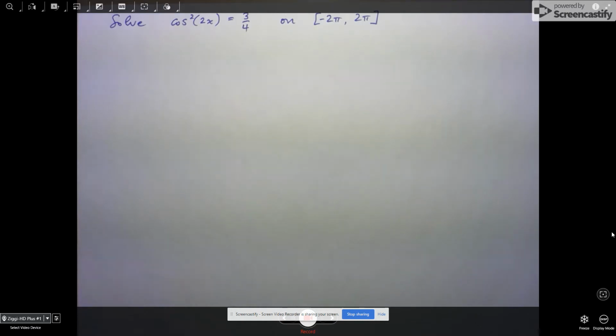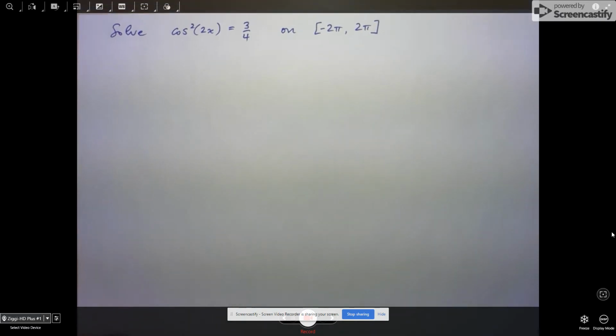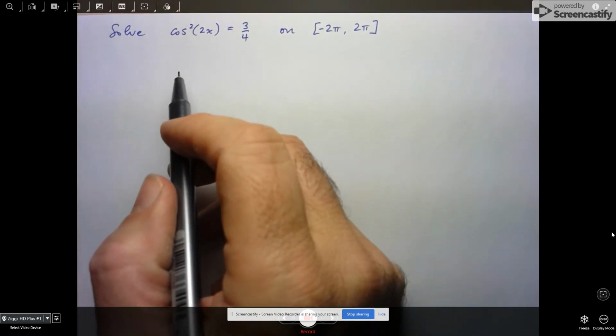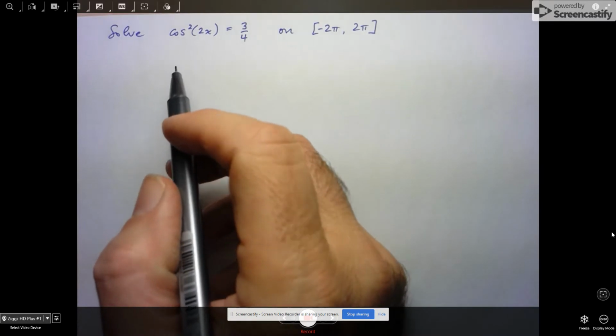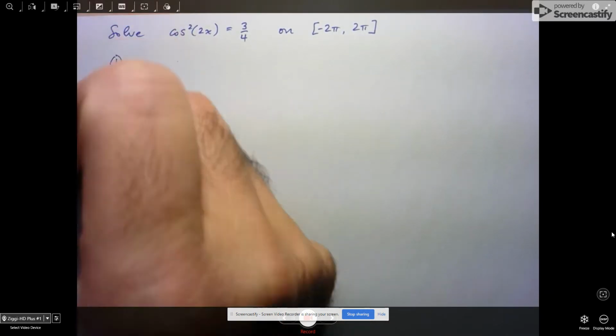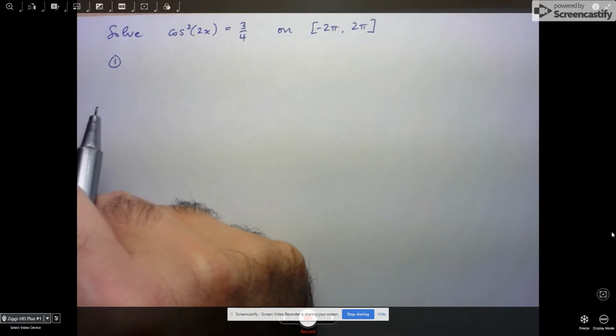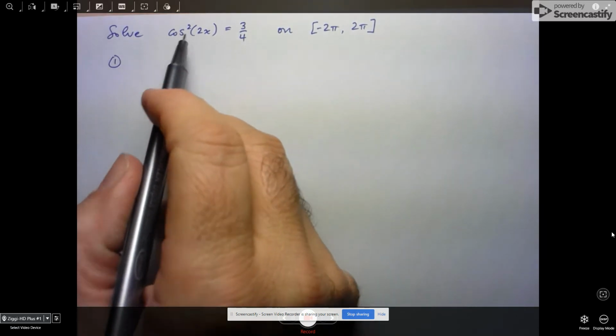Hi folks, we're going to take a look at an exemplar of solving a trigonometric equation where we can find exact solutions. So here we have cos squared of 2x equals 3 over 4. Again, I'm going to follow the same steps as I did before. Step number 1 here is to isolate the trig ratio, which in this case is going to be cos 2x.